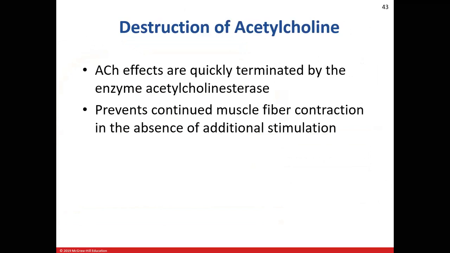So in order for the process then to stop, we have to basically break down or get rid of acetylcholine. Now, acetylcholine is often broken down by an enzyme called acetylcholine esterase. What acetylcholine esterase does is break down acetylcholine into its component parts of acetic acid and choline. And it prevents continued muscle fiber contraction in the absence of additional stimulation.